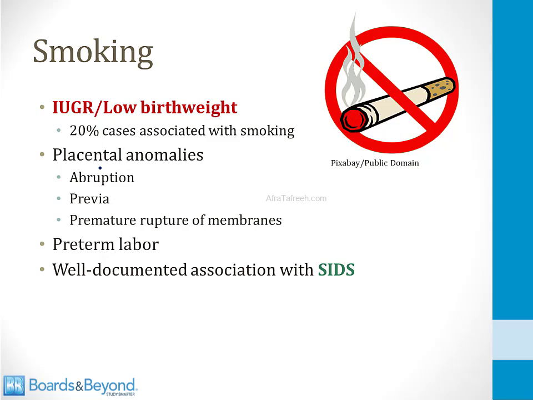First of all, the baby will not grow enough. Intrauterine growth restriction and low birth weight are common among children born to women who smoke. In fact, 20% of cases of low birth weight babies are associated with smoking. In addition, because there's poor oxygen delivery, the placenta can become abnormal. Placental abruption, placenta previa, and premature rupture of membranes are all more common among women who smoke during pregnancy. Preterm labor is also more common among women who smoke during pregnancy.